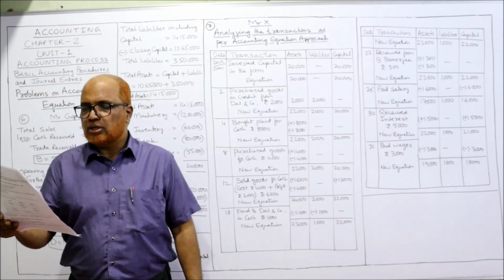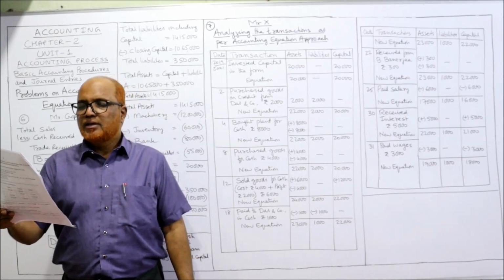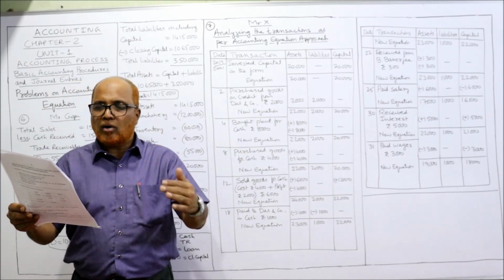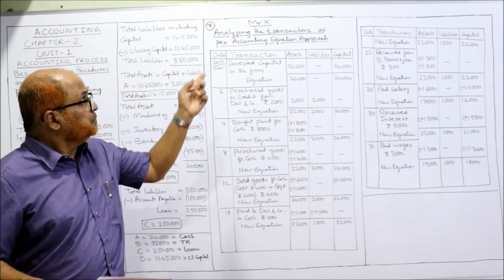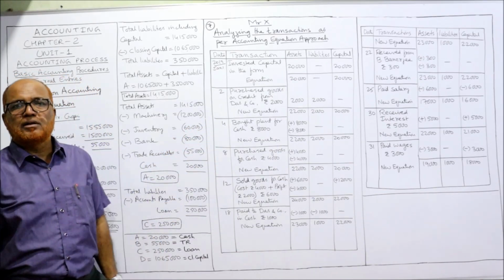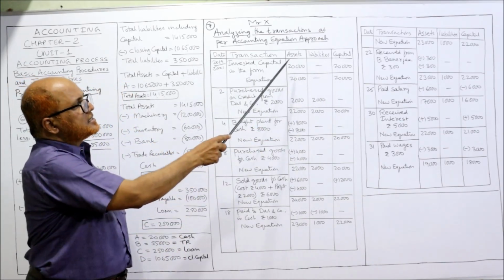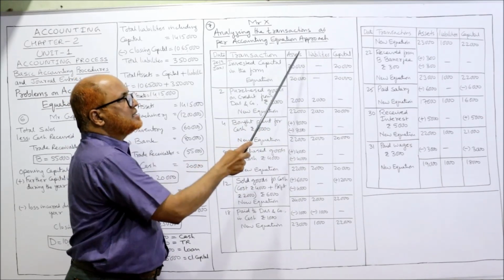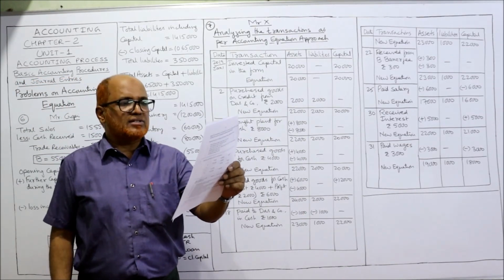Prepare an accounting equation from the following transactions in the books of Mr. X for January 2019. So here some transactions are given for the month of January, and we have to record the transactions according to the accounting equation method. So here Mr. X analyzes the transactions as per the accounting equation method. So first, date, transaction, assets, liabilities, capital. Assets is nothing but liabilities plus capital. Liabilities plus capital is equal to assets. That is the accounting equation.